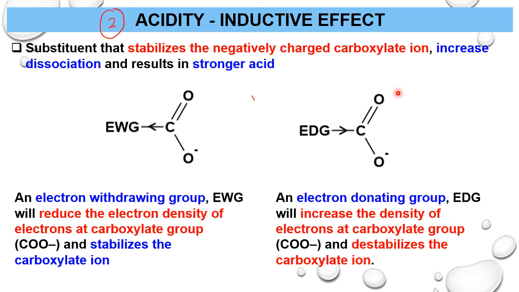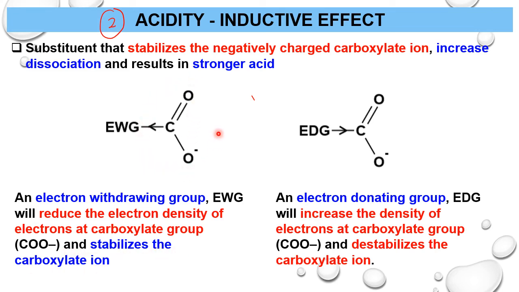Yang saya dah terangkan dekat awak dulu when we did our chapter 4 is electron donating group. Inductive effect dekat sini adalah kiranya ability of that particular group, either untuk dia donate to increase electron density ataupun ability dia untuk tarik electron density. Okay, so if you have an electron withdrawing group, EWG, it will reduce the electron density of electrons at carboxylate group and stabilize the carboxylate ion.